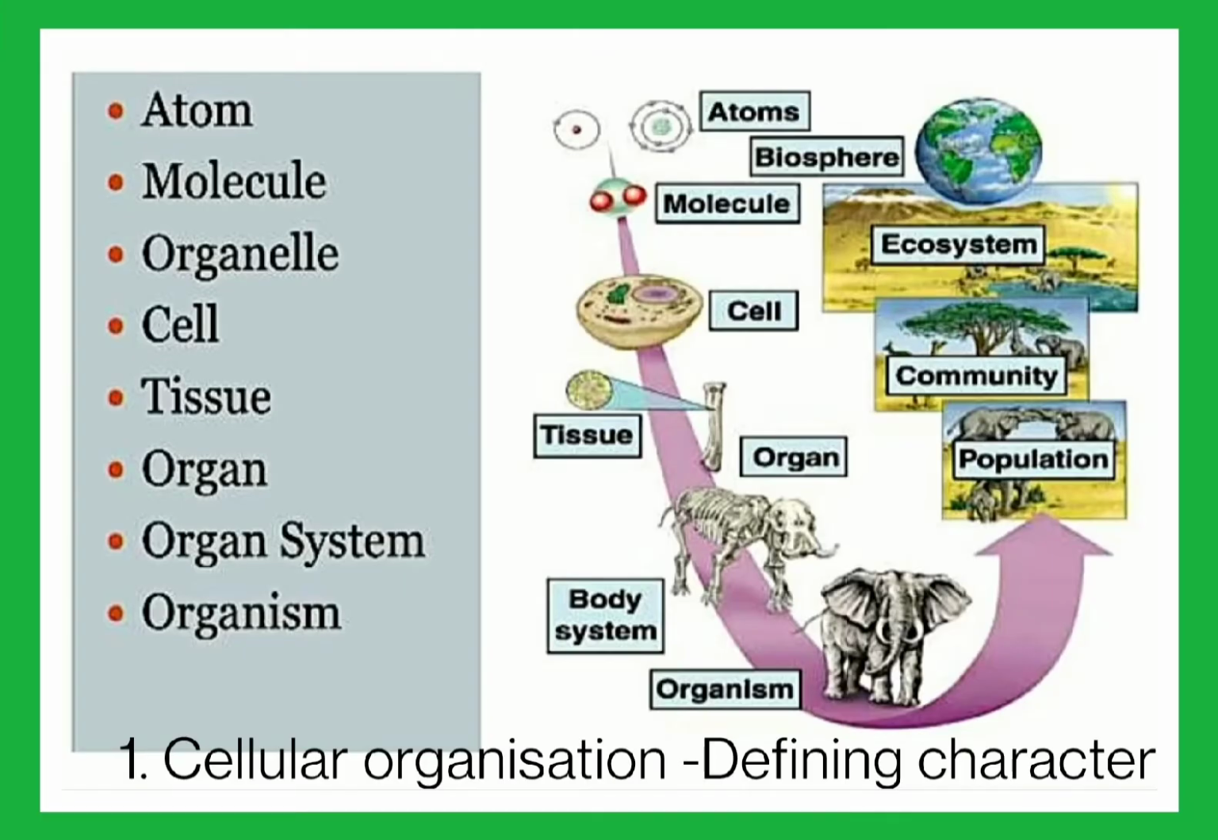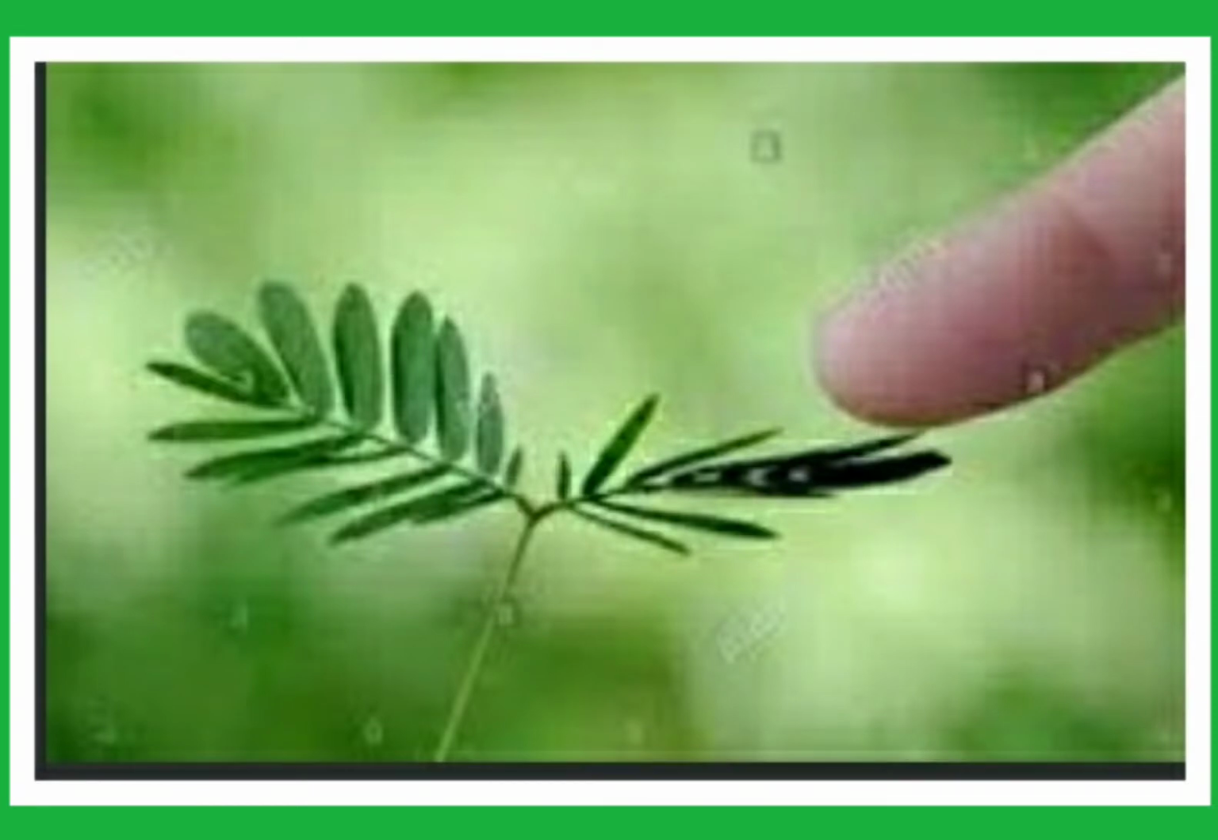Next one is cellular organization. The cell, the structural and functional basic unit of organisms, groups together to make tissues. Tissues group together to make organs. Organs combine to make organ systems, and organ systems are present in the organism. Such organization is found only in living organisms, so cellular organization is a defining feature.